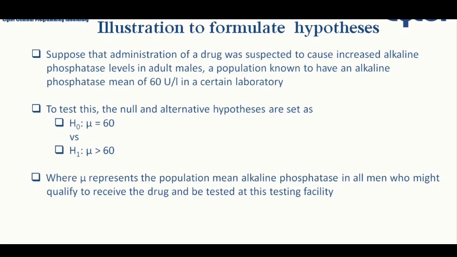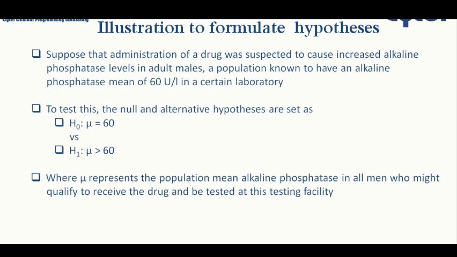So, just to set up the link, I consider this example once again. We had formulated the hypothesis for these increased alkaline phosphate levels. It is mu equal to 60 versus mu greater than 60. This is a one sample test, that is why we are checking whether the average population value is equal to 60 or greater than 60.